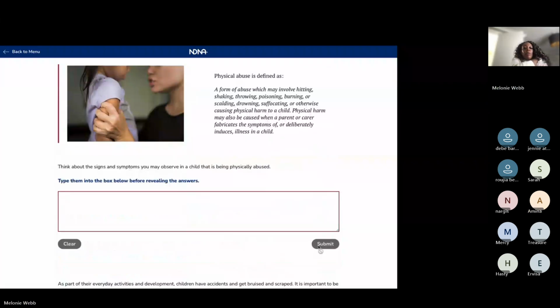So have a think about the signs and symptoms you might observe in a child that's being physically abused, and you can just drop them in the chat for me, please.